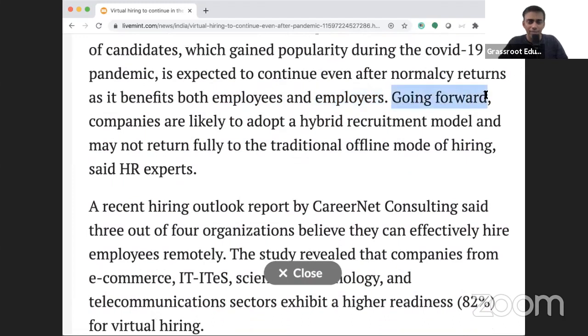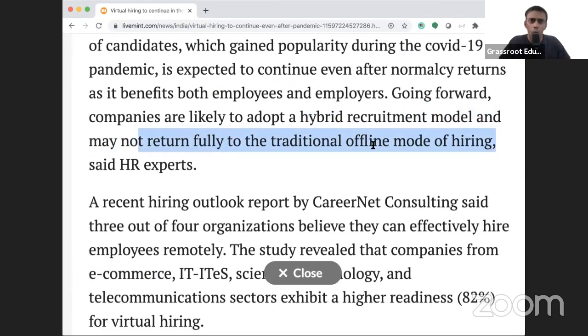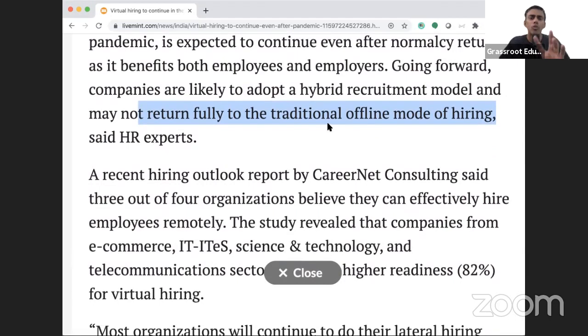Going forward means in the future, companies are likely to adopt a hybrid recruitment model. Very nice word. When I say hybrid, it means a combination of online and offline, and may not fully return to the traditional offline mode of hiring. What do you mean by traditional offline mode of hiring? That you have to go to offices and give interviews. It's going to be a mix. So how is it going to be a mix?